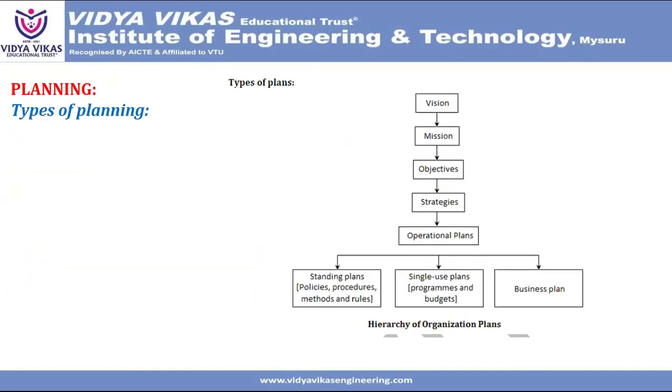There are multiple types of plans, like vision, objectives, strategies, and operational plans like standing plans. In the standing plans, there are policies, procedures, methods, and rules.